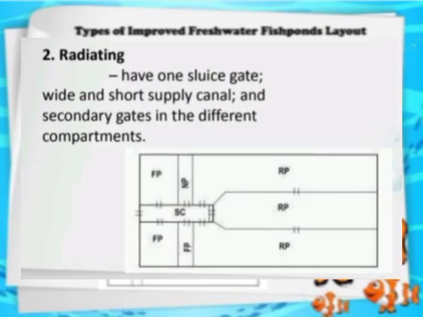Second is the radiating layout. It has one sluice gate, wide and short supply canal, and secondary gates in the different compartments. In this layout, the fish pond is designed with structures radiating outward from a central point. This design often allows for efficient water circulation and management.